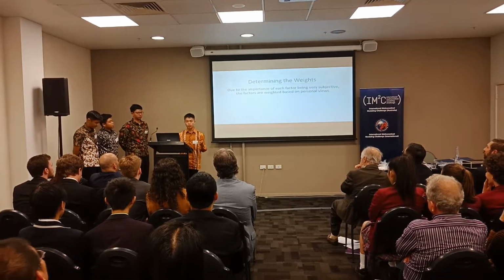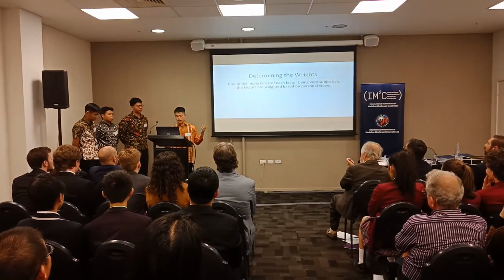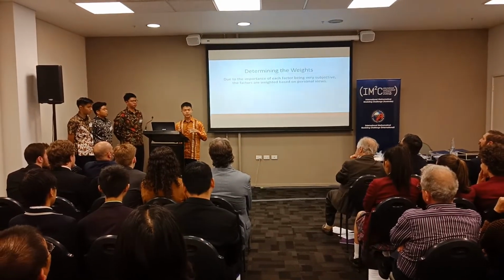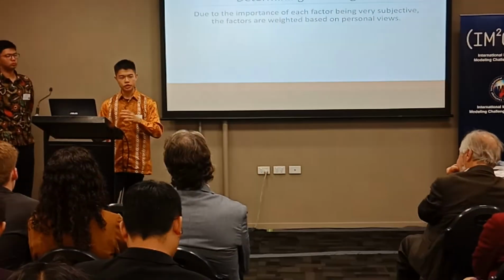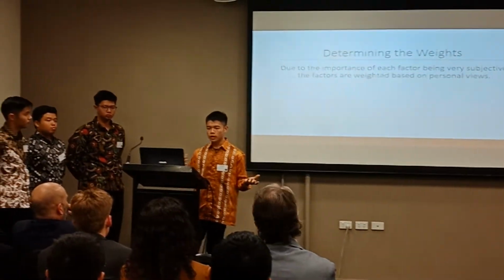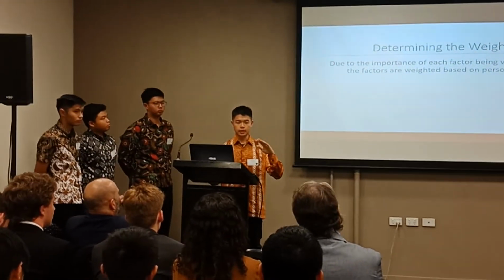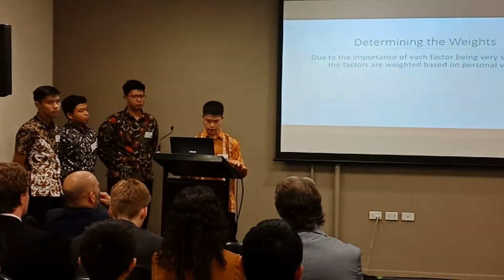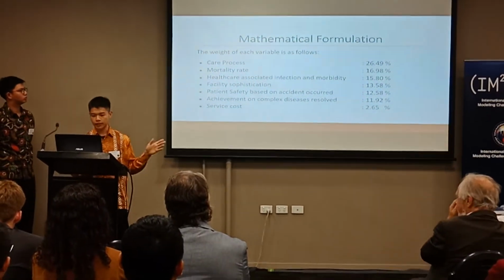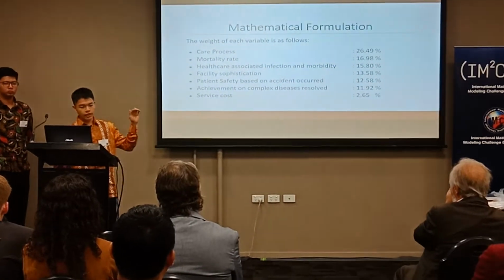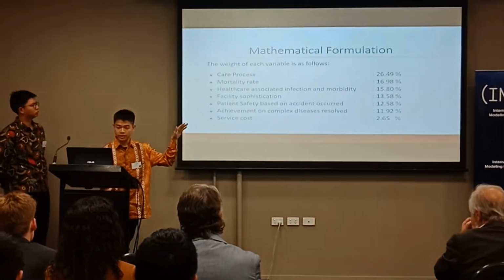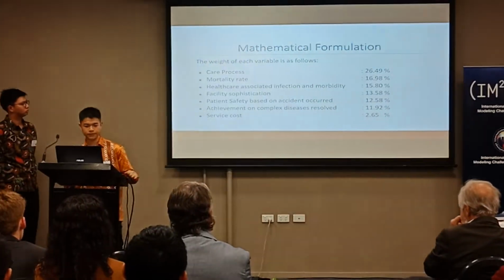We need a method to decide the importance of each factor. And we know that it might be very subjective to every person, whether you want to consider the cost first or you want to consider the healthcare first. So we try to weight the factors based on personal views. And this is, as you can see, the result of the weighting method. Starting from the most important, which is the care process, and then the next one is the mortality rate, and so on and so forth.